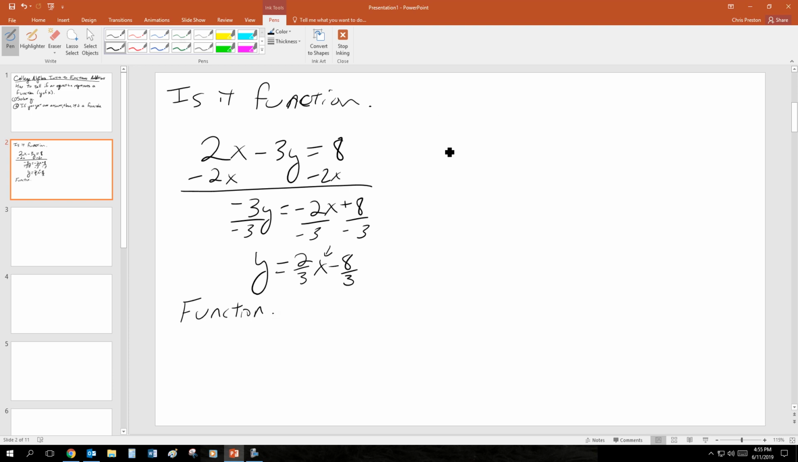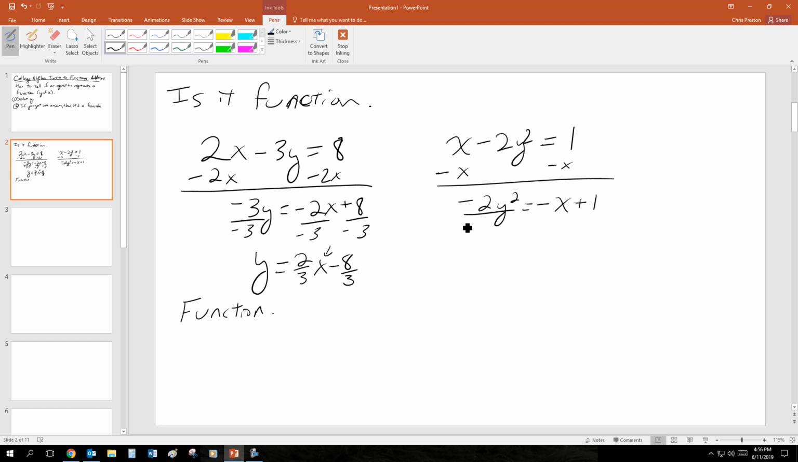Now let's say we had instead x minus 2y squared equals 1. So is this a function? I'm going to solve for y. So I'm going to subtract x from both sides. So negative 2y squared equals negative x plus 1. And divide everybody by negative 2. So y squared equals 1/2 x minus 1/2. And then I'm going to take the square root of both sides to get y by itself.